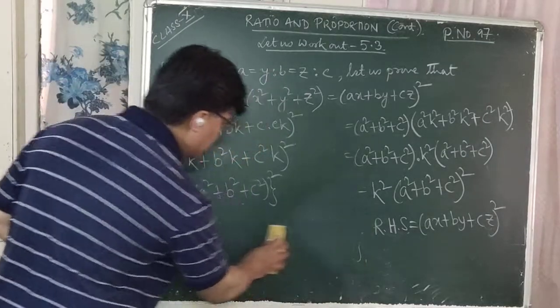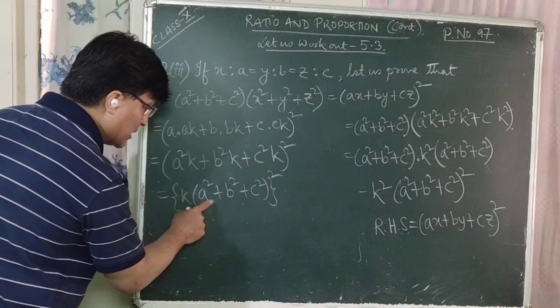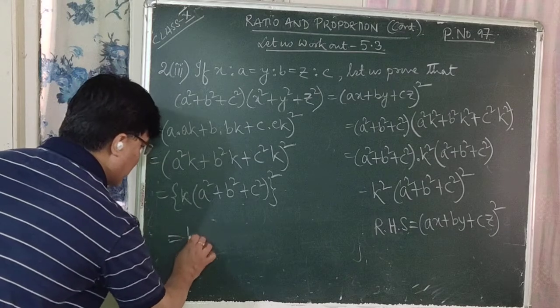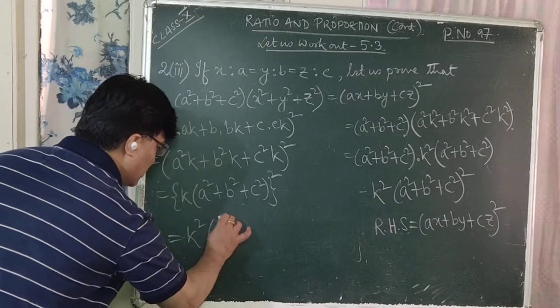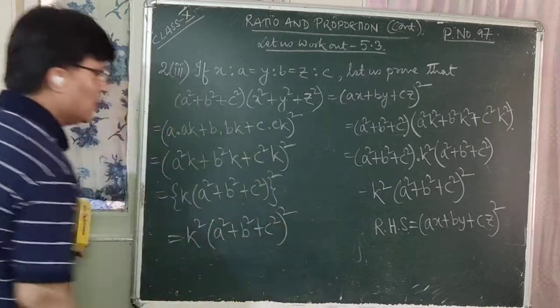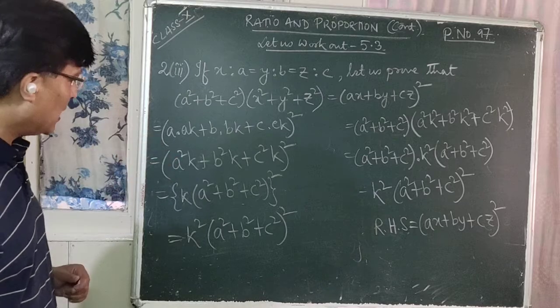So how will you simplify it? Now this square is for both K as well as A square plus B square plus C square, right? So which is equal to, you can write K square into A square plus B square plus C square whole square. So you should prove here LHS is equal to RHS.